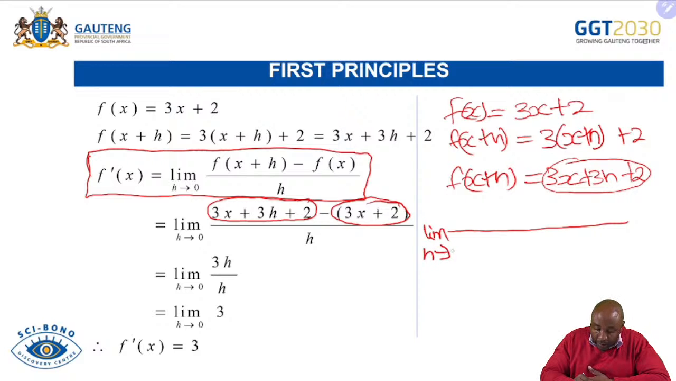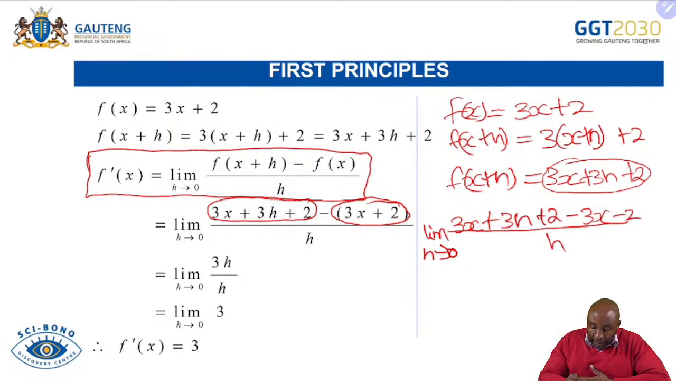as h approaches 0. We are going to have 3x plus 3h plus 2. Negative times 3x, we get negative 3x. Negative times positive 2, we get negative 2, all over h. 3x minus 3x will give us 0. 2 minus 2 will give us 0. So we are left with 3h over h.